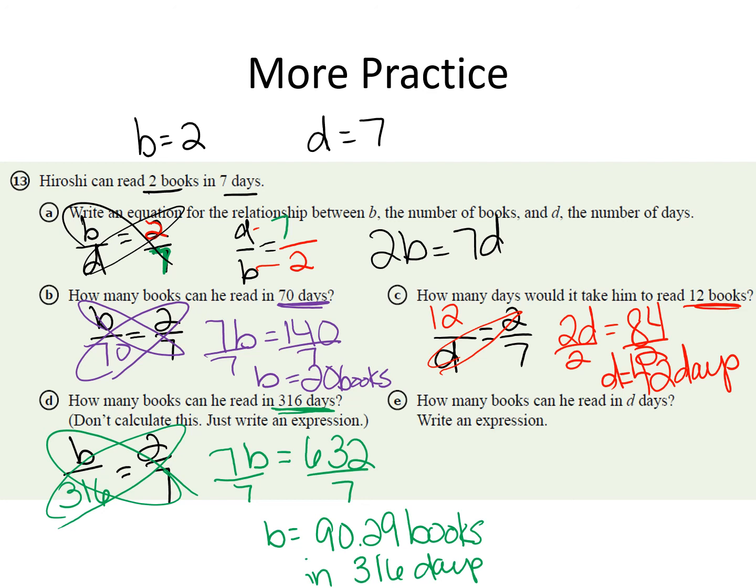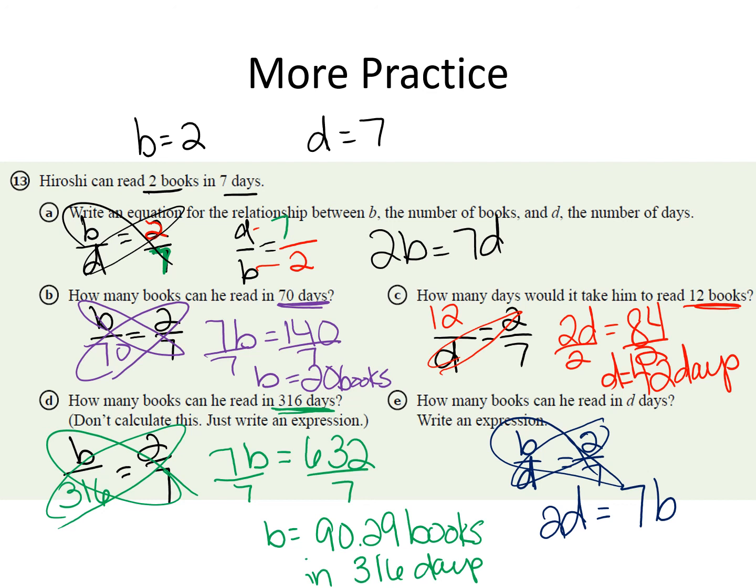Write an expression. Okay, well, we already know the relationship of books to days. How many books can he read in D days? Well, his relationship is 2 to 7. So, if we cross multiply, it takes him 2 days to read 7 books.